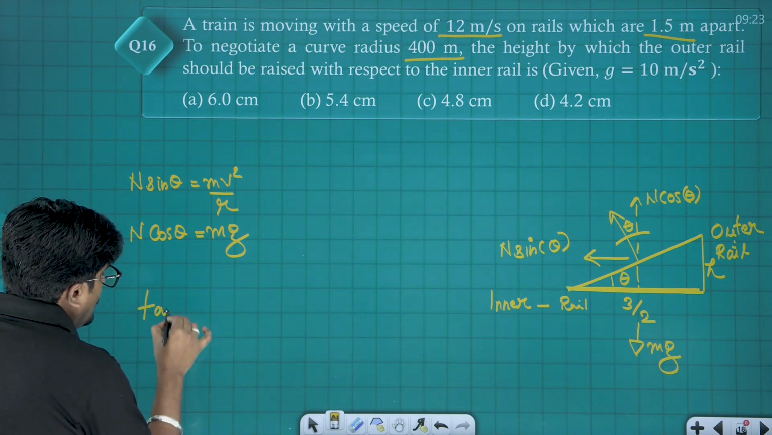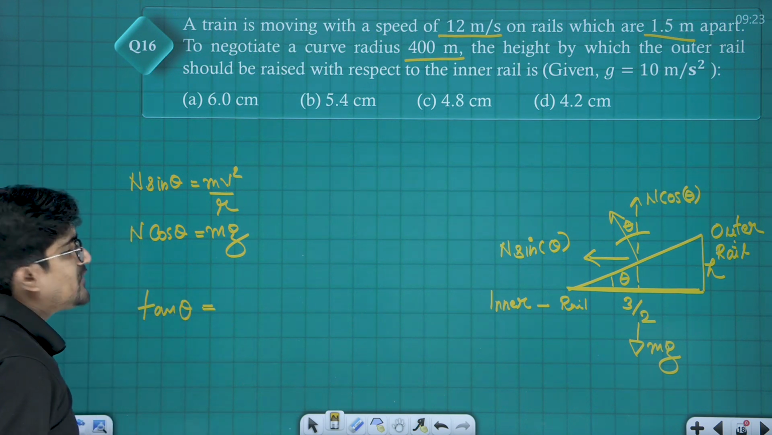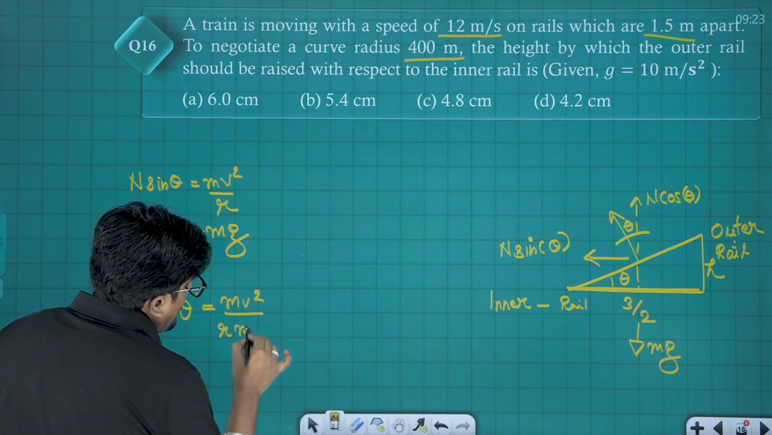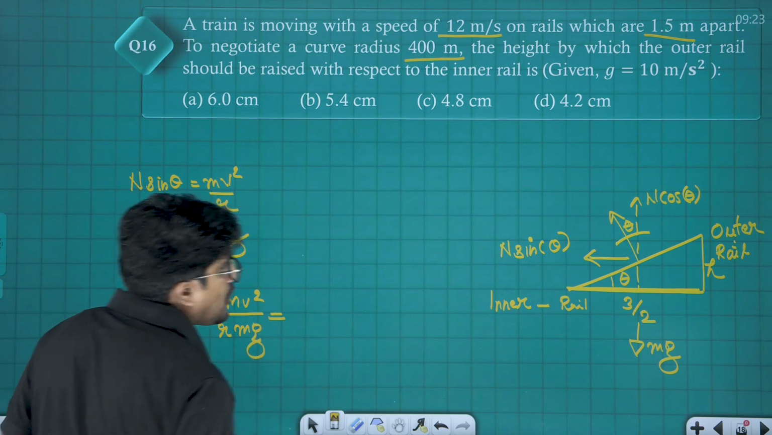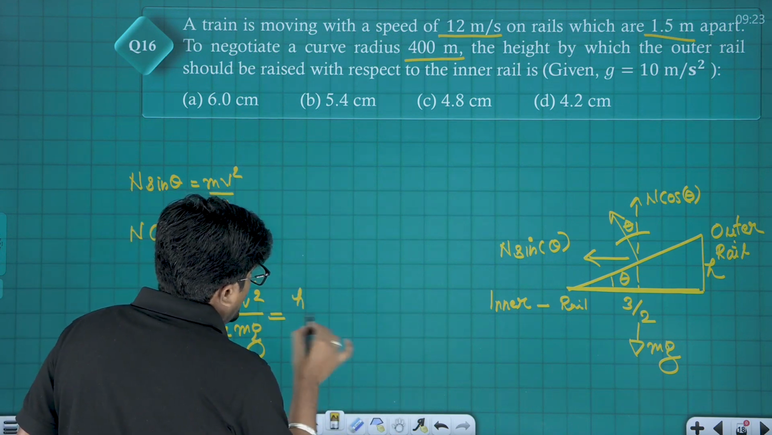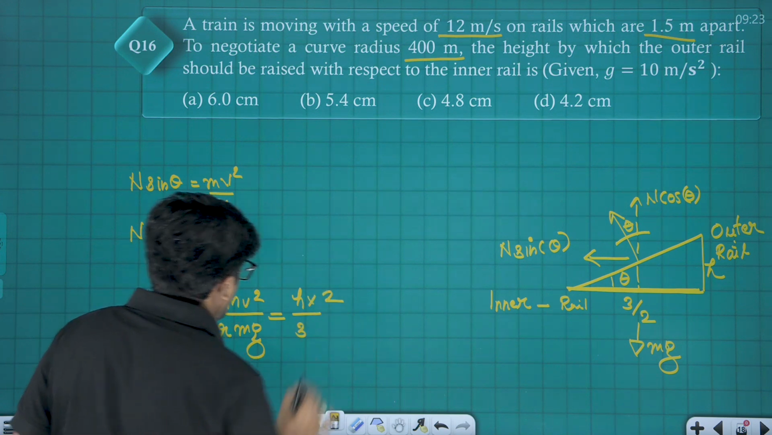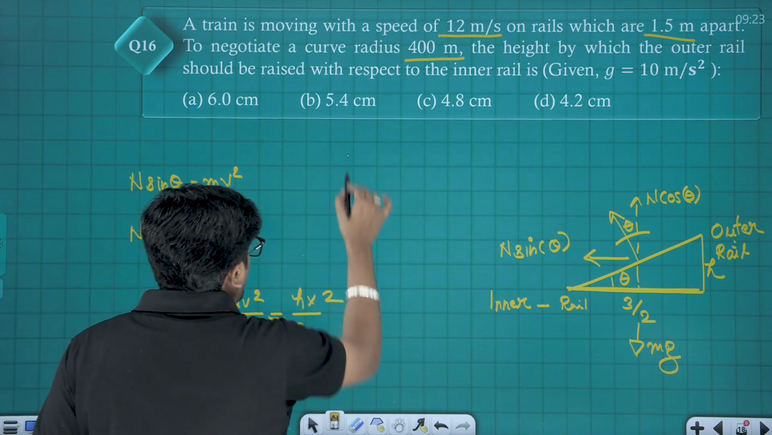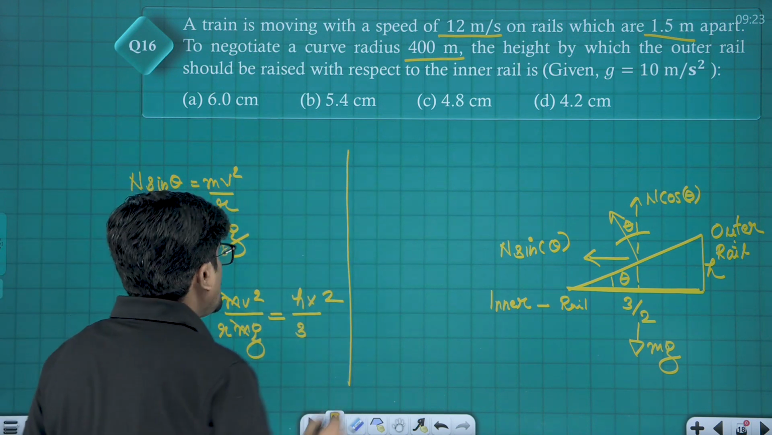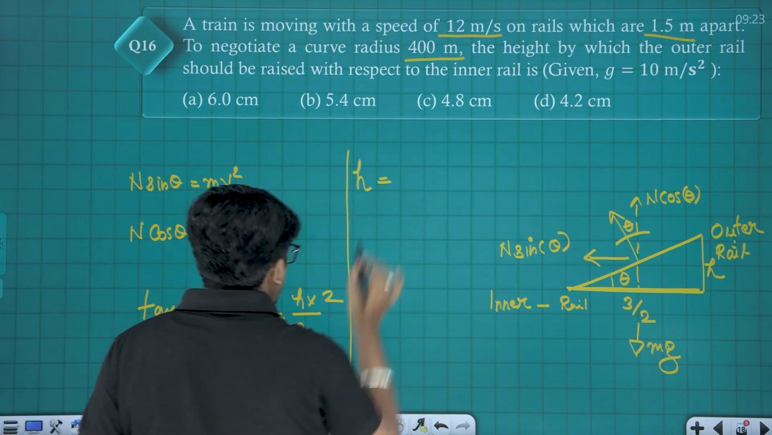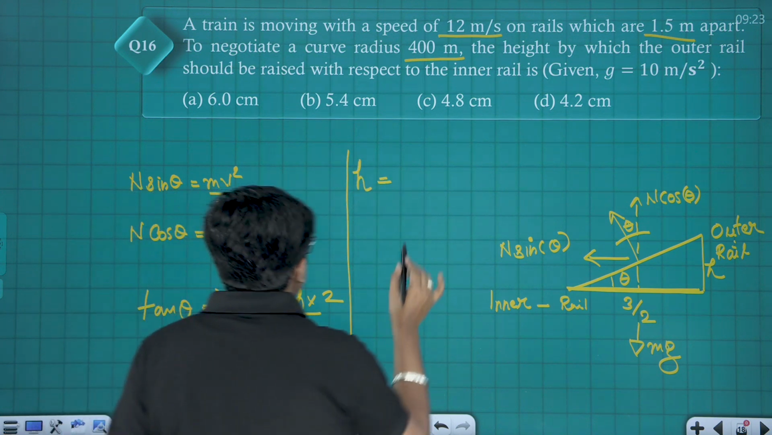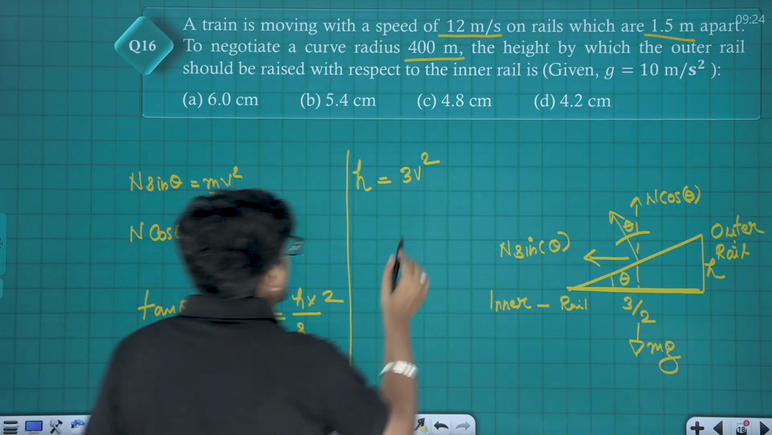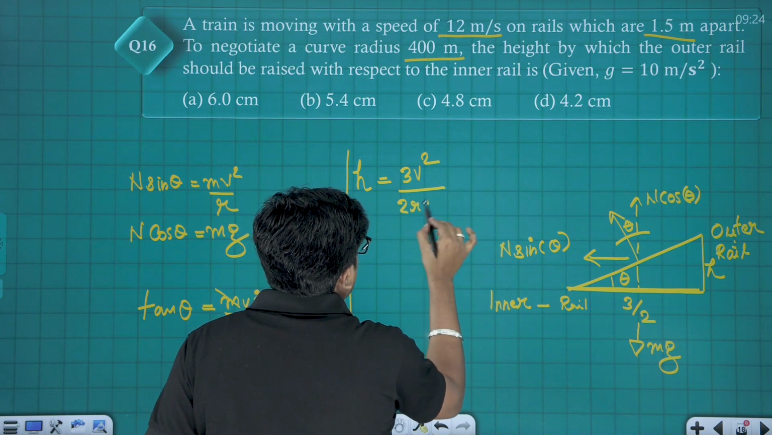Here this is going to be tan of theta, that is mv square by r upon m into g. And we have got tan theta as h divided by 3 by 2. Here m and m will cancel. Now we need the value of h. So small letter h is now equal to 3 times v square divided by 2 times r into g.